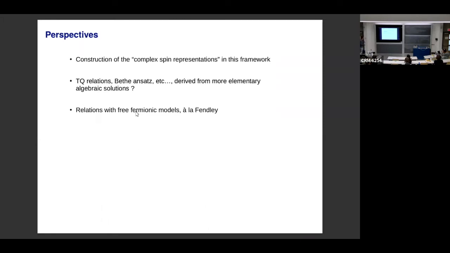This is not an exhaustive list, but I want to really fully understand these complex spin representations and see how we can recover some usual features of Bethe ansatz or transfer matrices from there, like TQ relations, Bethe ansatz, and so on. And I want to investigate other aspects, like the relation with free fermionic vertex models, like Paul Fendley deals with.